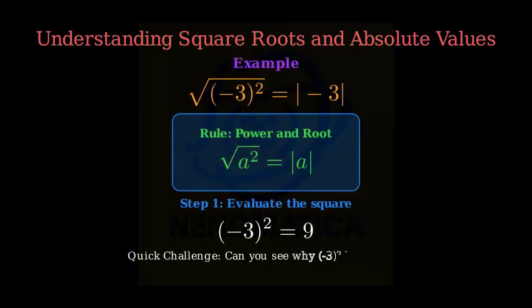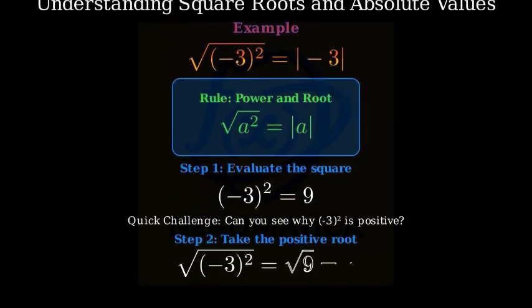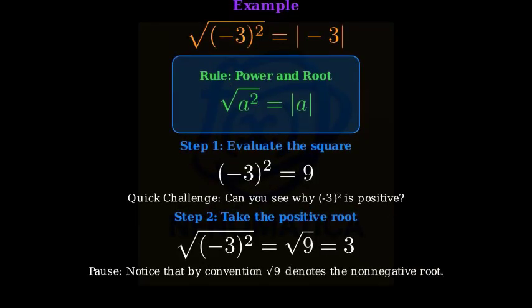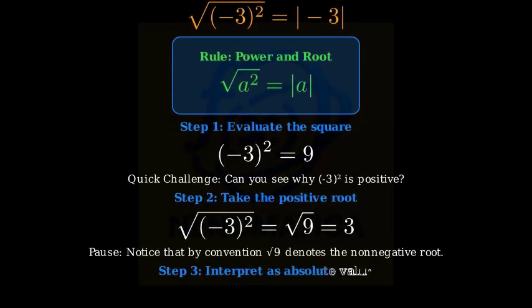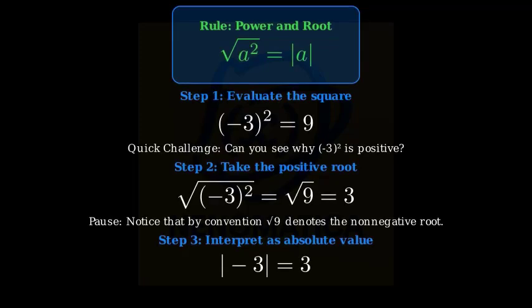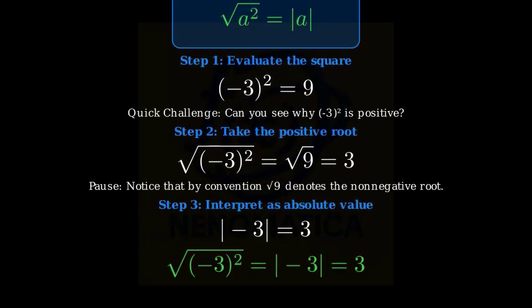Now, let's solve our example step by step. First, we'll evaluate what's inside the square root, which is (-3) squared. When we square -3, we get +9. Now that we have 9 inside the square root, we'll take the square root of 9, which is 3. Remember, the square root function always returns the non-negative root by convention. Finally, we need to determine the absolute value of -3. The absolute value gives us the distance from 0, which for -3 is 3. Therefore, we verified that the square root of (-3) squared equals the absolute value of -3.